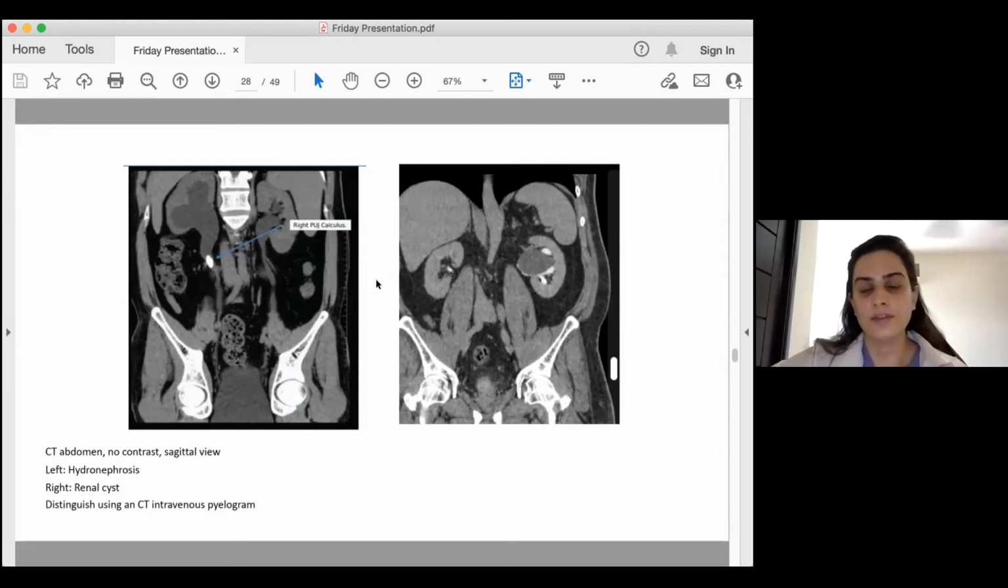And one of the main features that you can use, aside from this CT of the abdomen that doesn't have a contrast, is also an intravenous pyelogram, because an intravenous pyelogram would then show that there is a true obstruction and that there is fluid being accumulated in your hydronephrosis.